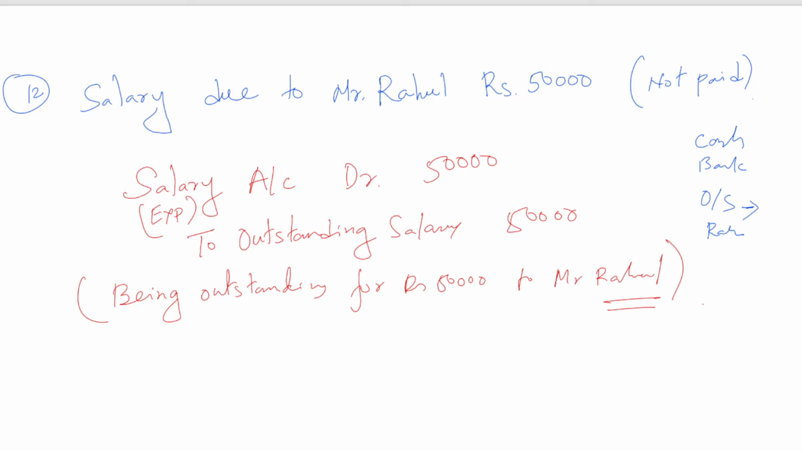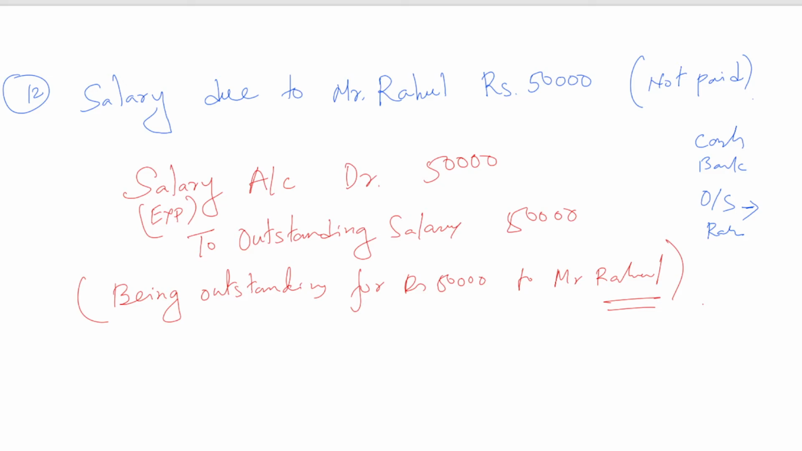This is the expense which has actually been incurred. Though it is not paid, it has been incurred. So you just have to debit the salary account, and subsequently the other side may be the cash account, it may be the bank account, or you may write outstanding salary. No problem. Or you can also write the name of the staff, so that you can record it.